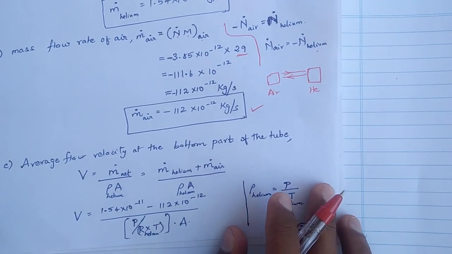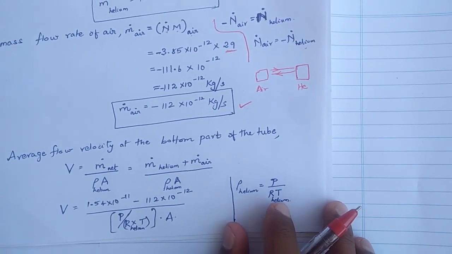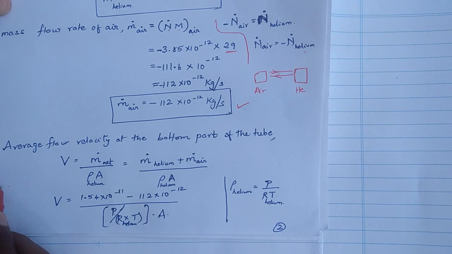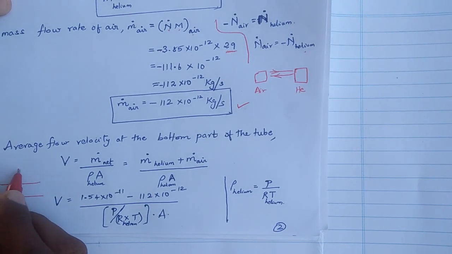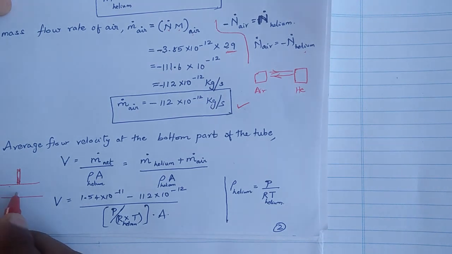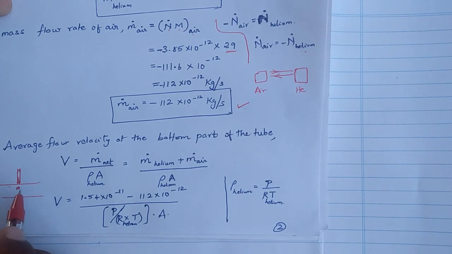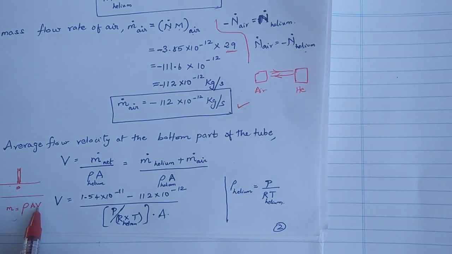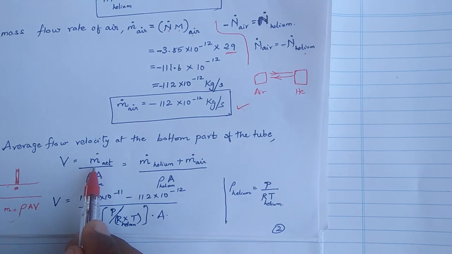Next you have to calculate the average velocity at the bottom of the tube. So how can you calculate this? You're having a pipeline like this, a tube like this. You have to calculate the velocity at this point. So how can you calculate the velocity? You have to go back to the continuity equation. The continuity equation is given by m dot is equal to rho into A into velocity. So from this you can calculate the velocity. The velocity is given by m dot divided by density into area.